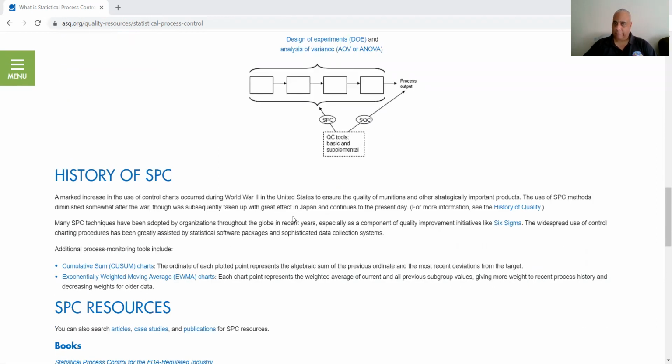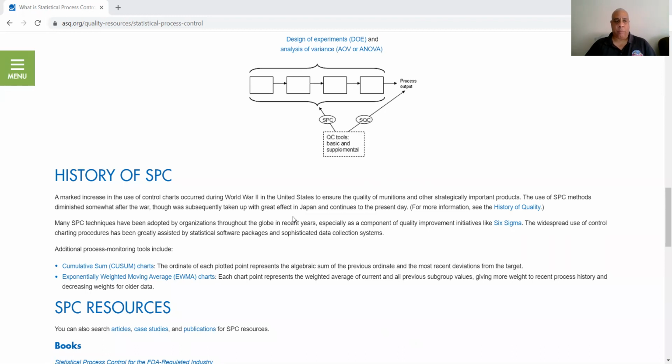Now, of course, with everything, SPC has a history. A marked increase in the use of control charts occurred during World War II in the United States to ensure the quality of munitions and other strategically important products are controlled properly. And it also gives us an opportunity to make sure that we have quality munitions. Munitions are ammunitions. Now, the use of SPC methods diminished somewhat after the war, though it was subsequently taken up with great effect in Japan, and it continues to this present day.